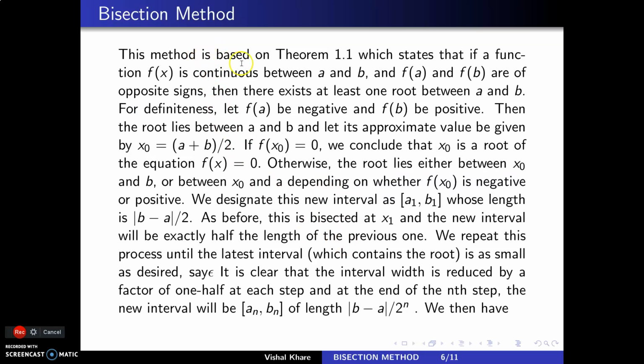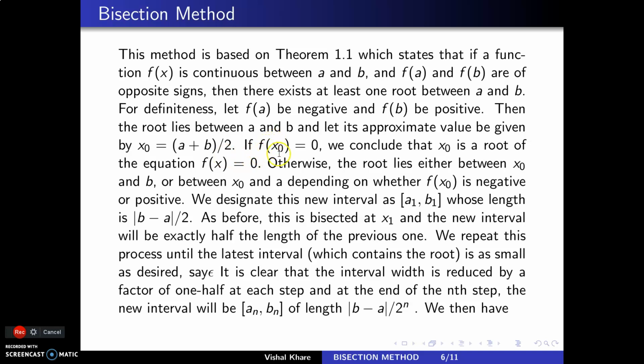Bisection method. This method is based on theorem which states that if a function f(x) is continuous between a and b, and f(a) and f(b) are of opposite signs, then there exists at least one root between a and b. For definiteness, let f(a) be negative and f(b) be positive, then the root lies between a and b, and let its approximate value be given by x0 = (a + b)/2.